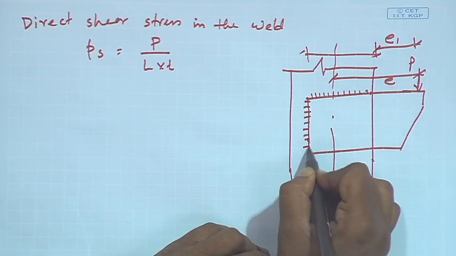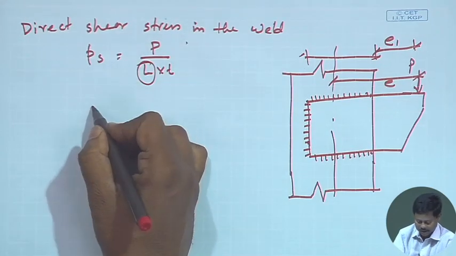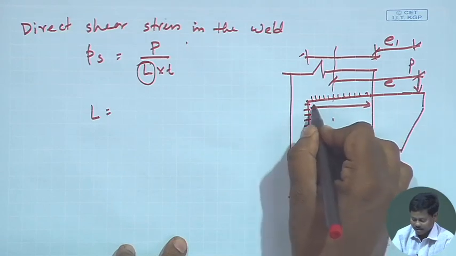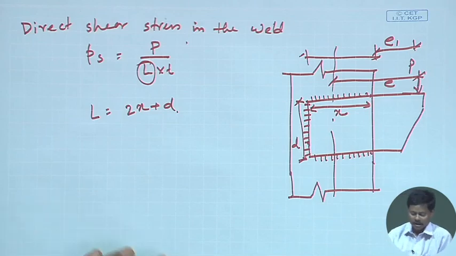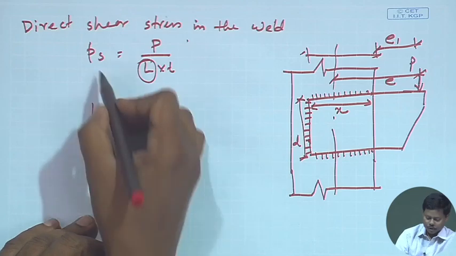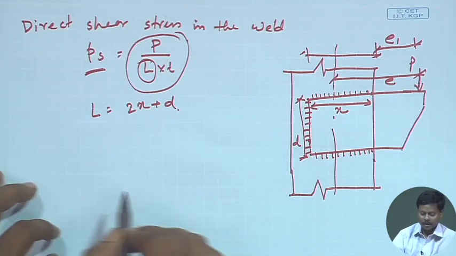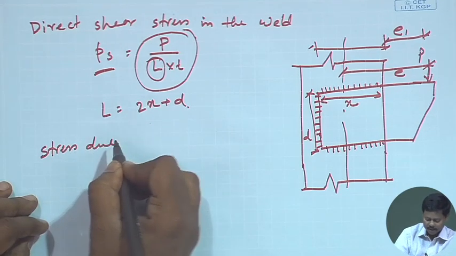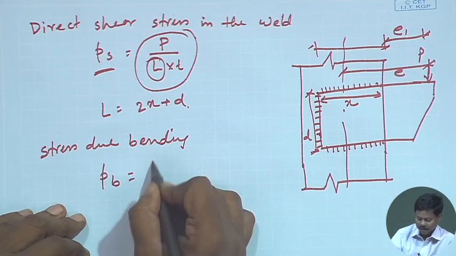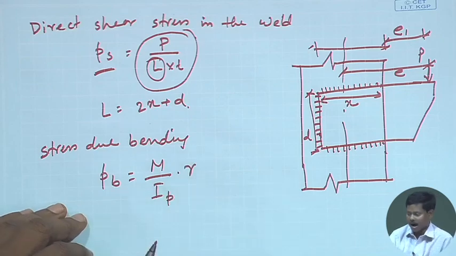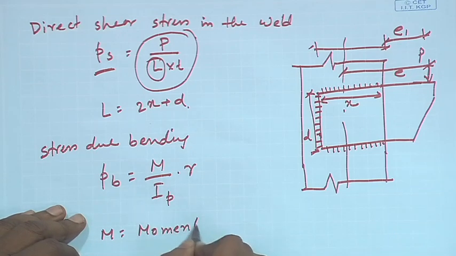So, if the weld is made through this periphery, then the total length L of the weld will be, if we consider this as x and this as d, 2x plus d, and T is the throat thickness of the weld. So, the shear stress in the weld due to direct force will be P by L into T. And the stress due to bending, as we said, because of eccentricity, a moment comes into the picture. So the stress due to bending, Pb, will be M by Ip into R, where R is the radial distance and M is the moment, calculated as P into E.